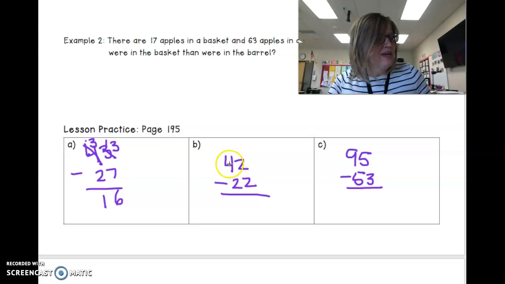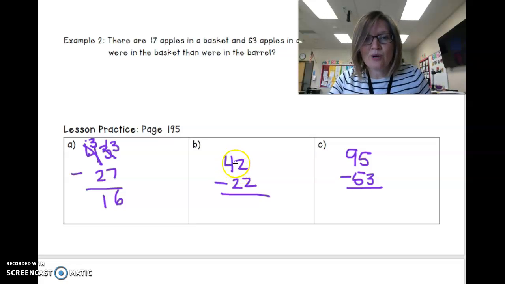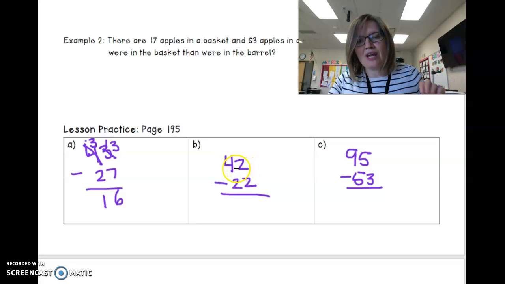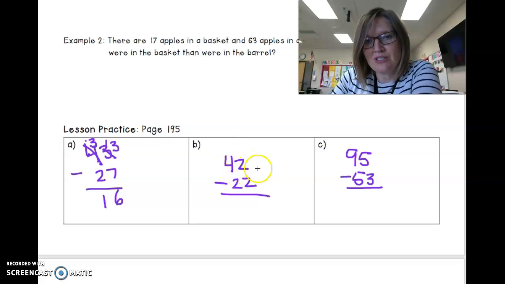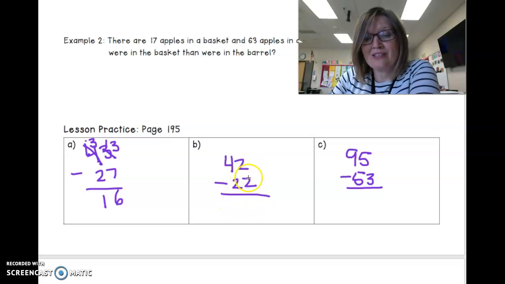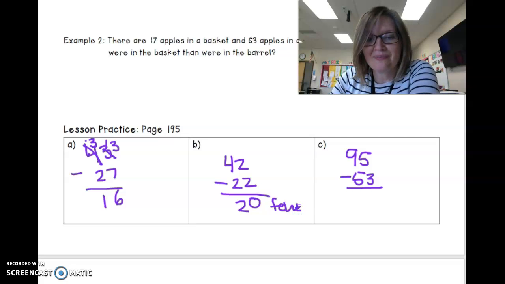Our next problem is Marcia had 42 CDs. Frank has 22 CDs. How many fewer CDs does Frank have? So Frank has 22. He wants to know how many less than Marcia he has. So we say 42 minus 22. Very straightforward. Don't you love math problems like this? 2 minus 2 is 0. 4 minus 2 is 2. So Frank has 20 fewer than Marcia.